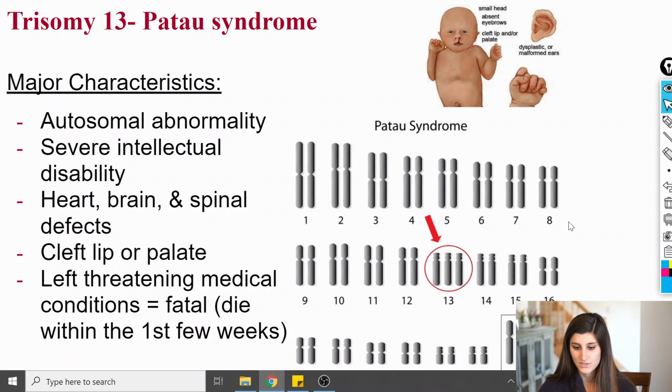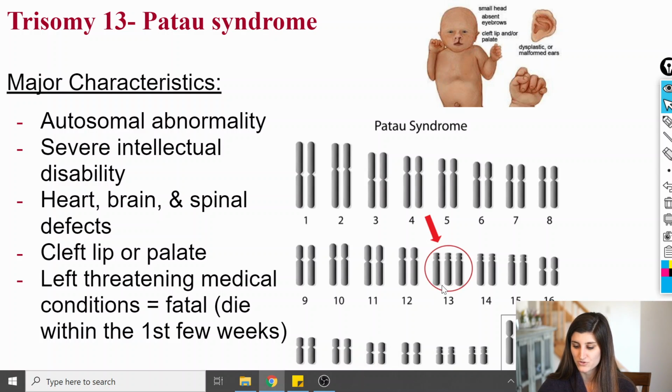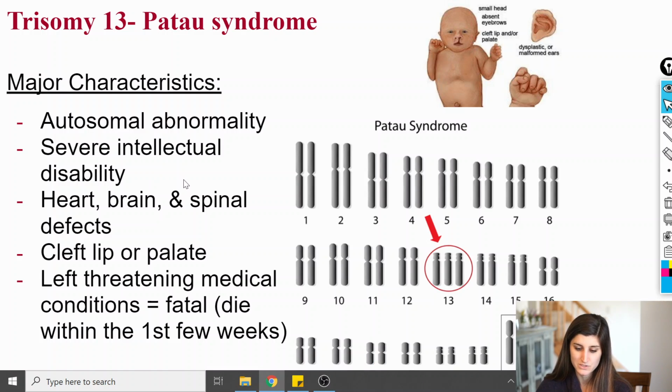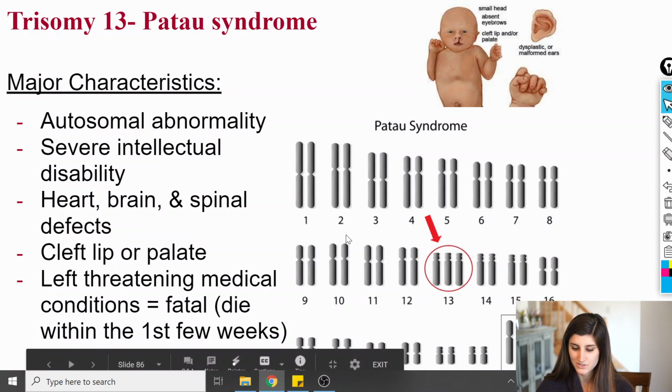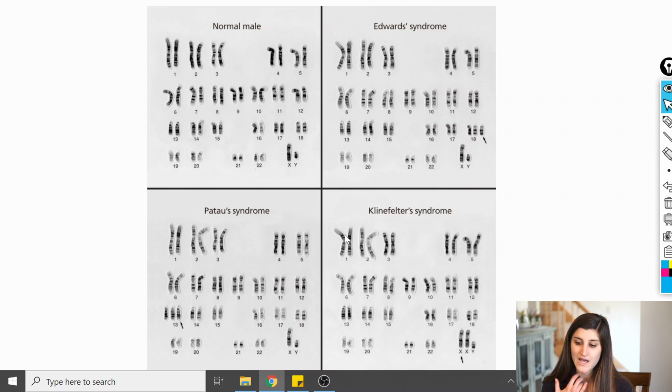Here's Patau syndrome, another really severe genetic disorder. This is actually when we have 3 chromosomes at chromosome number 13, so trisomy 13 it's called. It's characterized by severe intellectual disability, heart, brain, and spinal defects, a cleft lip or palate, and that's what it would look like right there. It is a life-threatening condition. It's fatal, and the baby could not live a very long life at all, unfortunately. So you can just see that having the autosomal disorder is much more severe than having a sex chromosome abnormality.